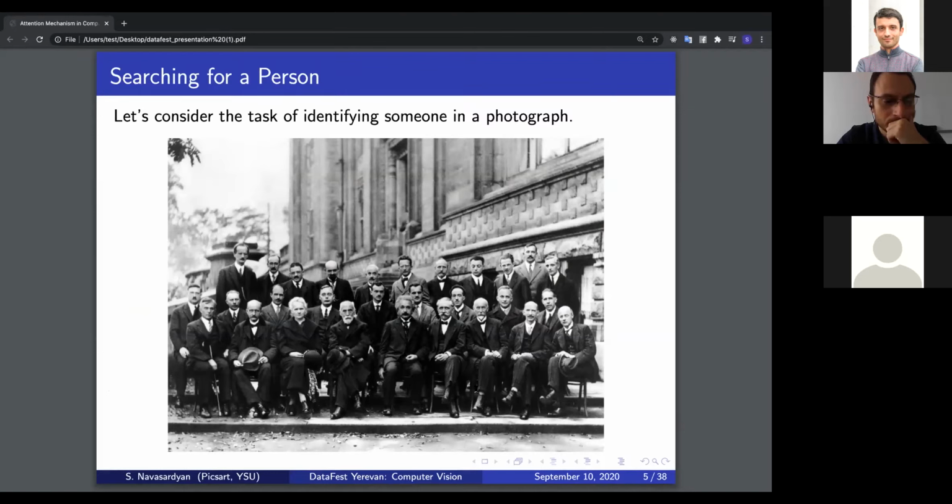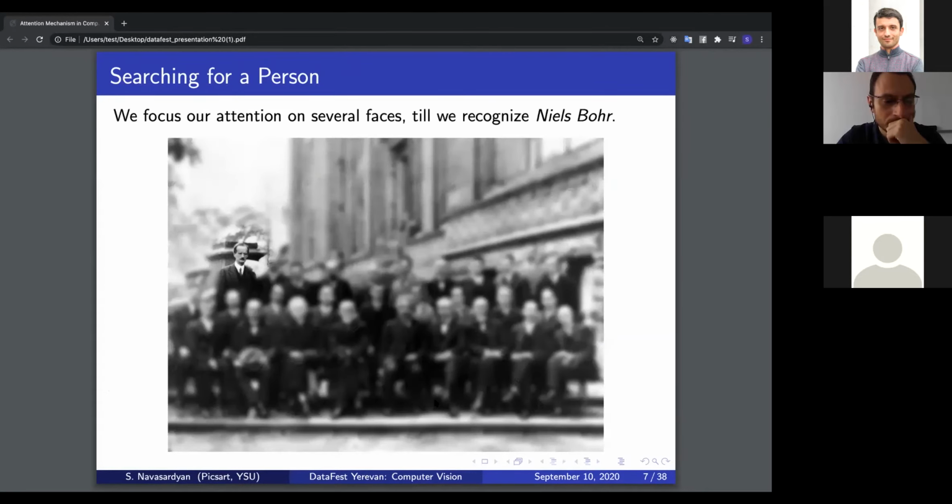For example, let's say we want to find Niels Bohr here. How does our brain work? We focus on some people, iteratively, until we recognize Niels Bohr here.